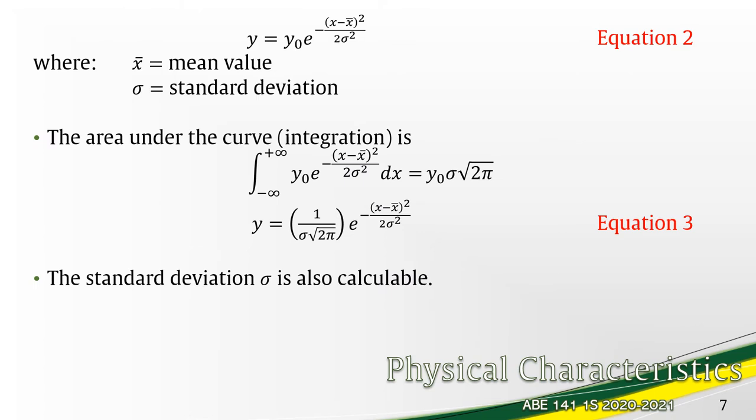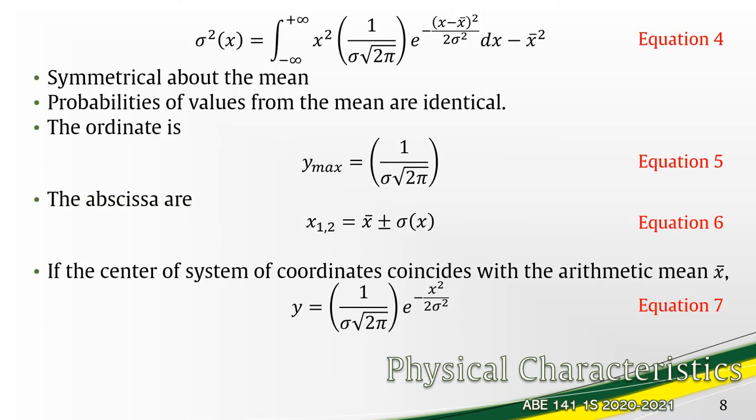The equation of the curve is defined by equation 2. And it contains the values of the mean value, x bar, and the standard deviation, sigma. Integration of equation 2 gives the area under the curve and is simplified as equation 3. Using the equations of y from equations 2 and 3, the standard deviation can be computed as well. The deviation is calculable using equation 4, showing the symmetric nature of the deviation about the mean.